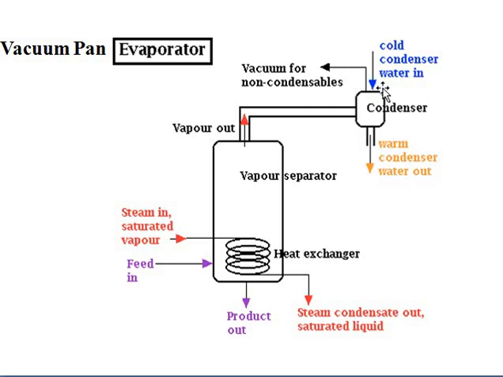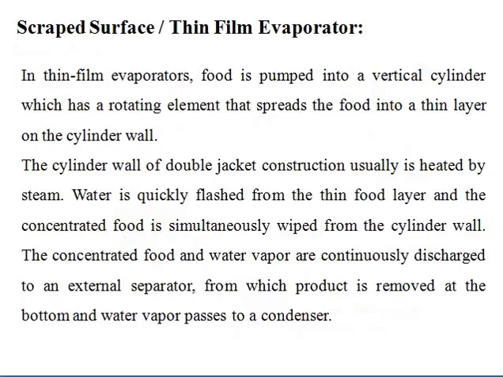All this evaporation that is connected to the vacuum pump, or we can say all this evaporation that is going into a vacuum environment, meaning an air-free environment, is called a vacuum evaporator, or this one is the vacuum pan evaporator. Next one is the scraped surface or thin film evaporator.